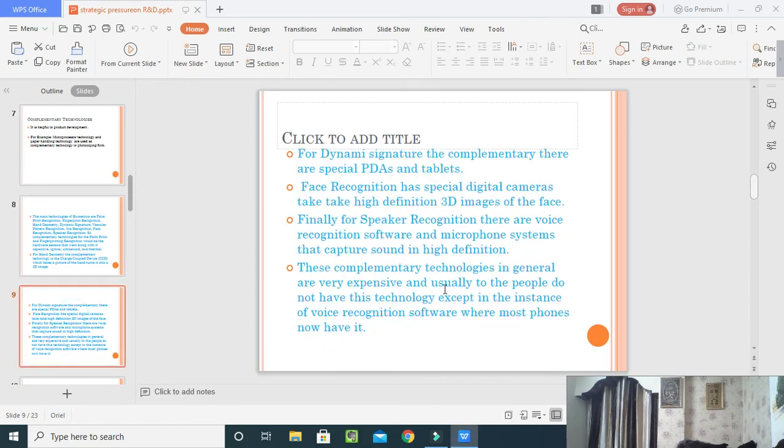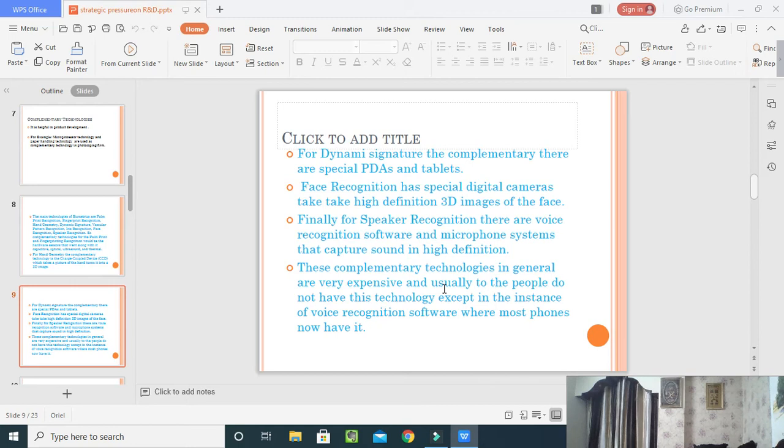Coming to another term, for dynamic signature, the complementary technologies are special PDAs and tablets. There will be recognition of dynamic signatures. It will be used mostly in scientific organizations where some things will be hidden or confidential. So this kind of security technology will be used in those areas.